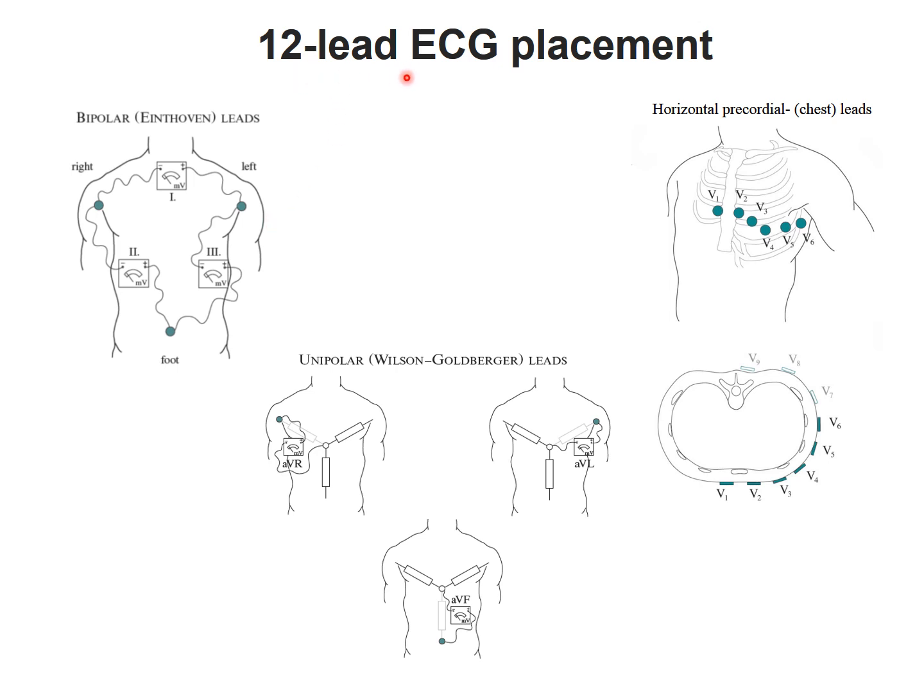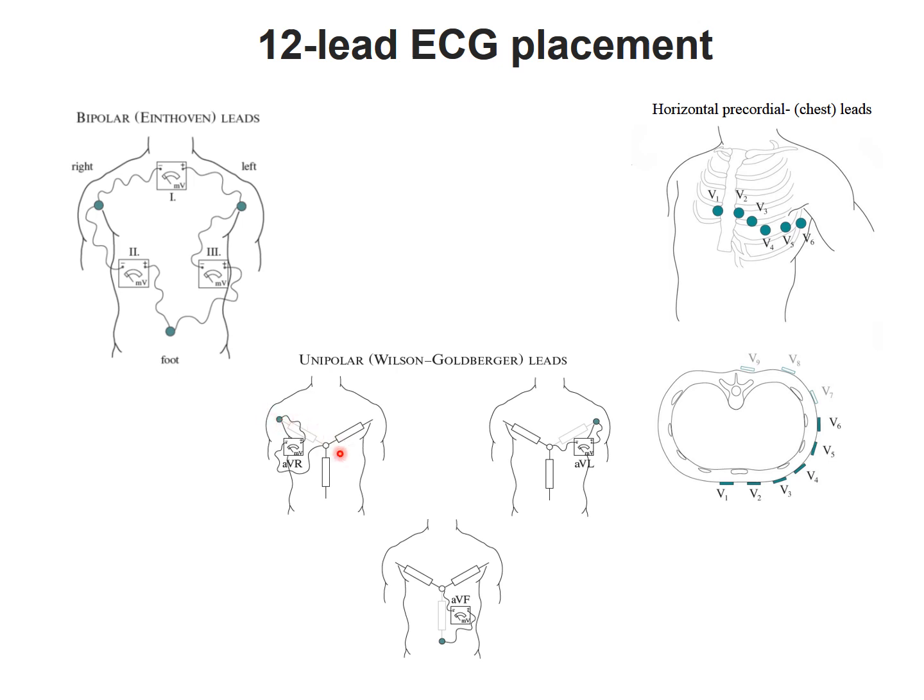The 12 leads ECG placement. More than 100 years ago, Einthoven attached electrodes to the extremities, to the right arm, the left arm, and the foot, and this is how he could measure the bipolar leads, such as lead number 1, lead number 2, lead number 3.